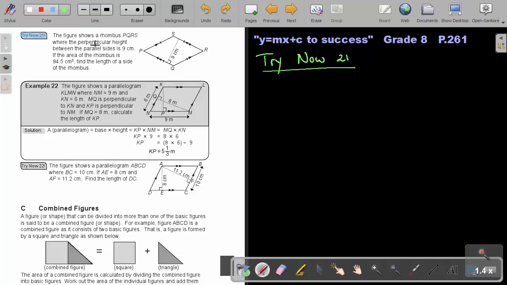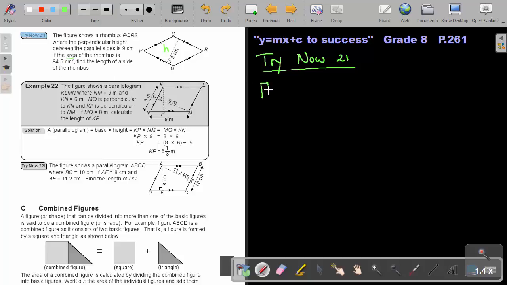So if I look at this one, I'm reading: a figure shows a rhombus, where the perpendicular height, so this will be the height, between its sides is 9. If the area of the rhombus, so this will be the area, is 94.5 square centimeters. Find the length of the side.